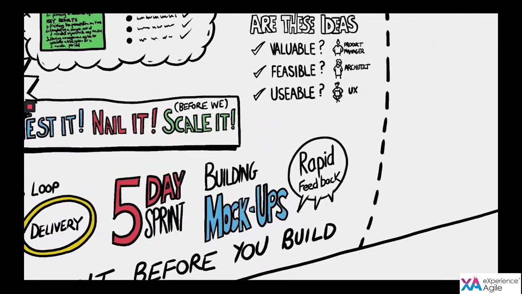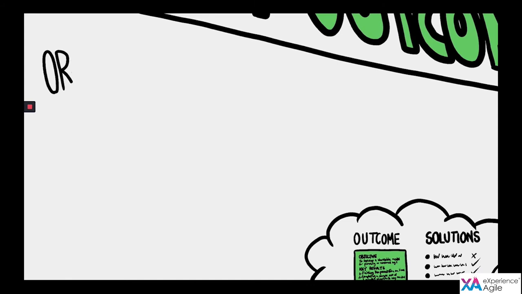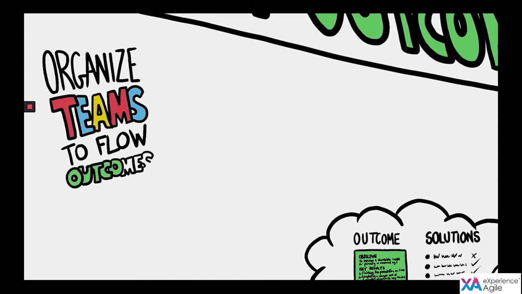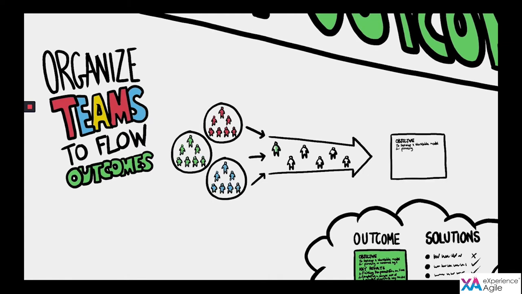Now let's come into the teams. How do I want to organize and design my teams? I want to organize my teams so they can flow outcomes. So whether they're business teams or technology teams, whether they're product or engineering teams, and regardless of their reporting structure, we want to organize teams together in a virtual way so they can enable the flow of outcomes.